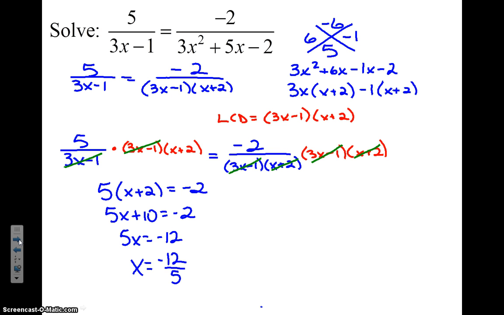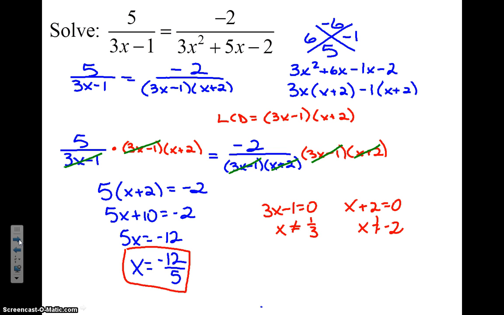If I go back to my factored forms, I had a 3x minus 1 and also an x plus 2. Now if I think about what values of x would make my denominator 0 and think about my restrictions, the value that would make 3x minus 1 equals 0 would be +1/3, so that's one restriction I have. And then the value that would make x plus 2 equals 0 is -2, so that's another restriction. Neither one of these restrictions is what my solution came out to be, so I'm confident that that value of x is a solution to this problem.